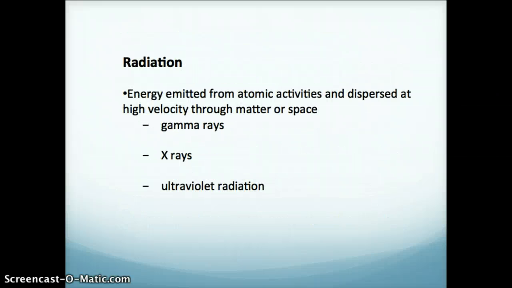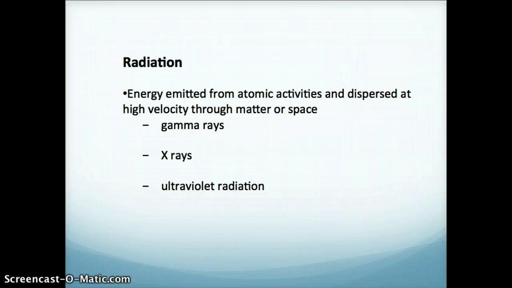Another form that we use, the third form, is radiation. And radiation can be in a number of different types of rays or radiation. We have gamma rays, X-rays, and ultraviolet radiation. And these are often used with food products, things that won't hurt the food but will kill the microbe in it.